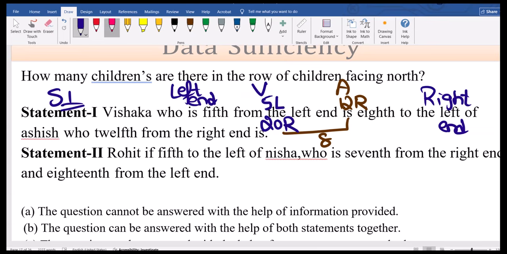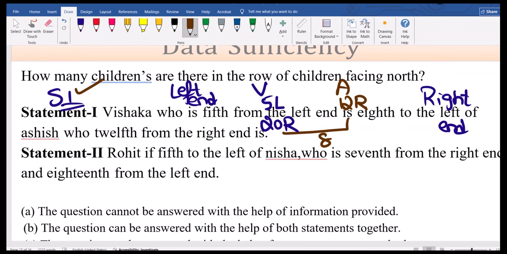Because Vishaka, compared to Ashish, is at more distance from the right side. So 12 plus 8, 20. Now Vishaka's position from the left side and right side I know. The total will be 20 plus 5 minus 1, 24. So for this question I can simply say yes, statement 1 alone is okay, I can put the answer.